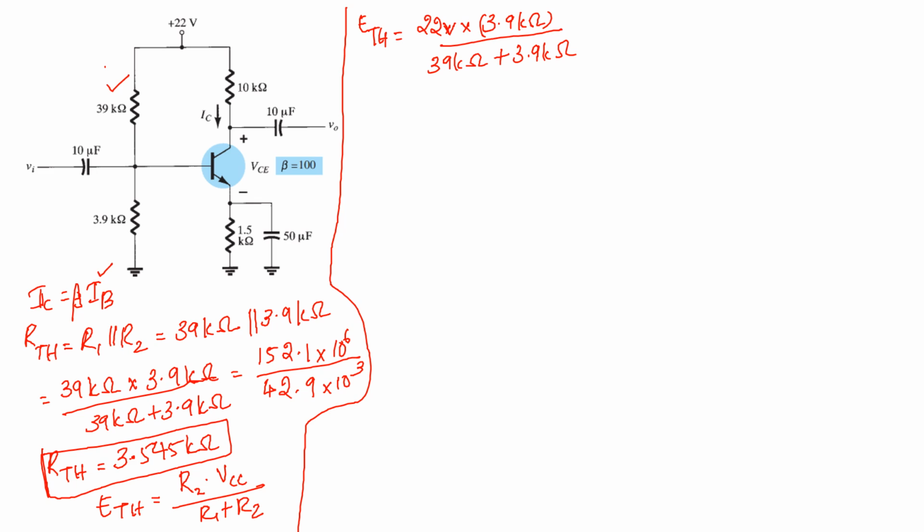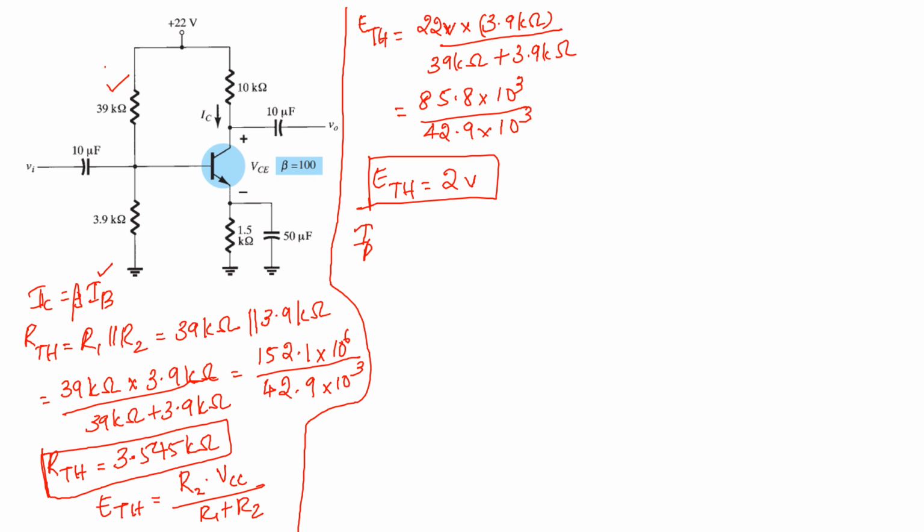So after solving, you will be getting 22 volt into 3.9 kilo ohm, 85.8 into 10 raised to 3 divided by 42.9 into 10 raised to 3. So after solving, you will be getting it as 2 volt. ETH will be equal to 2 volt. Okay, you have found what is ETH, RTH.